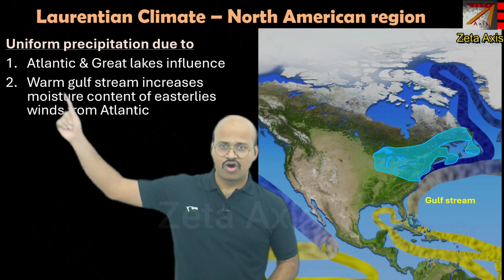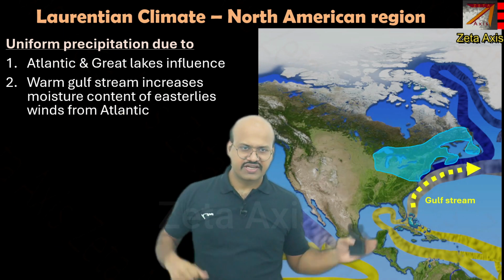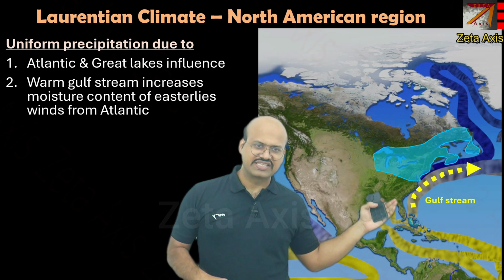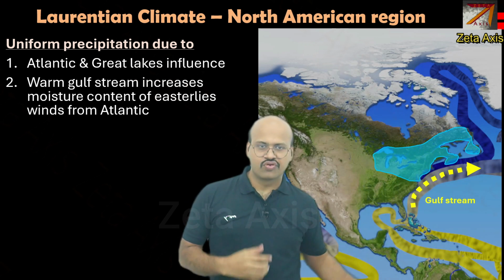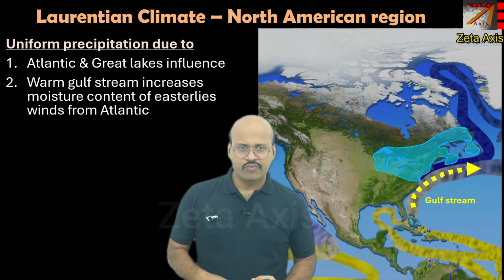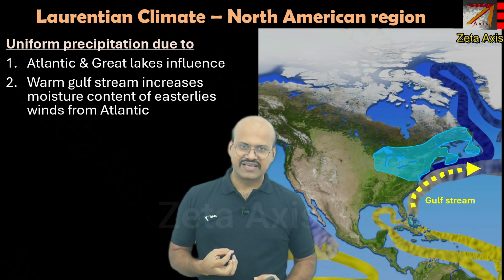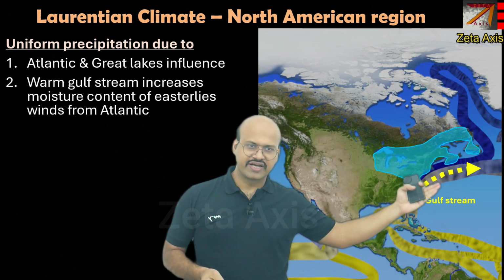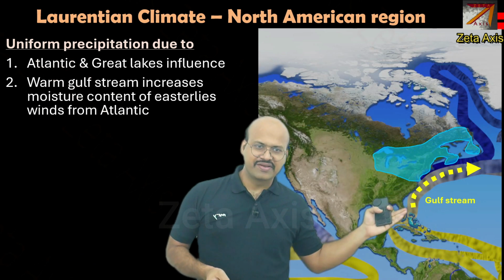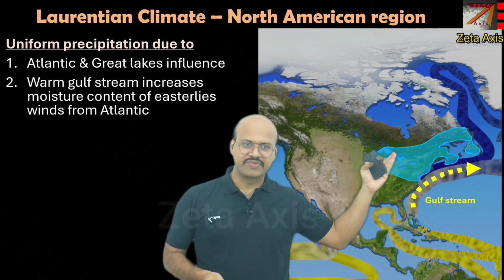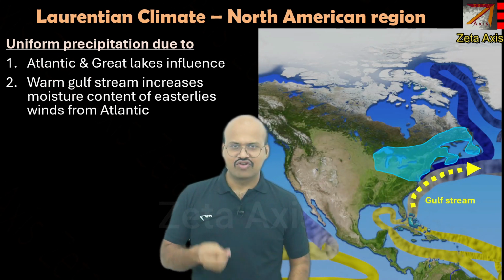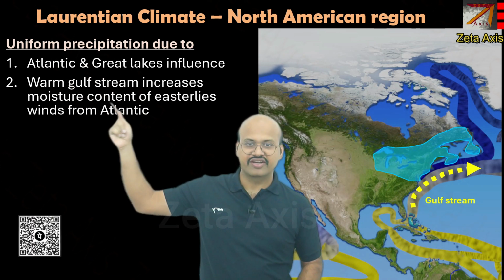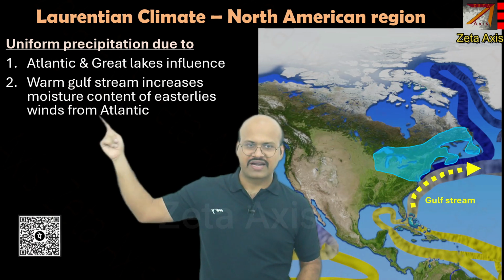Second is warm Gulf current. So we see that on the coast of North America, on the eastern side, we have this Gulf Stream which is warm ocean current. Now these warm waters, they produce a lot of moisture. The winds which move over this Gulf Stream and reach over here, they carry the moisture from here and bring it to this region. Therefore, they give a lot of rainfall. That is, warm Gulf Stream increases moisture content of easterlies winds from Atlantic.